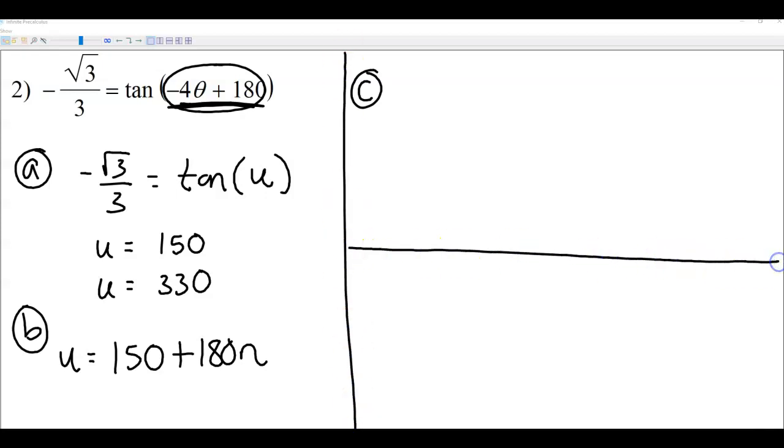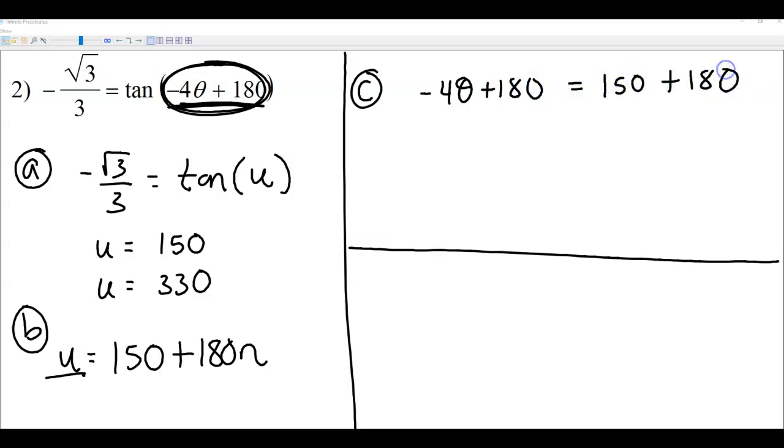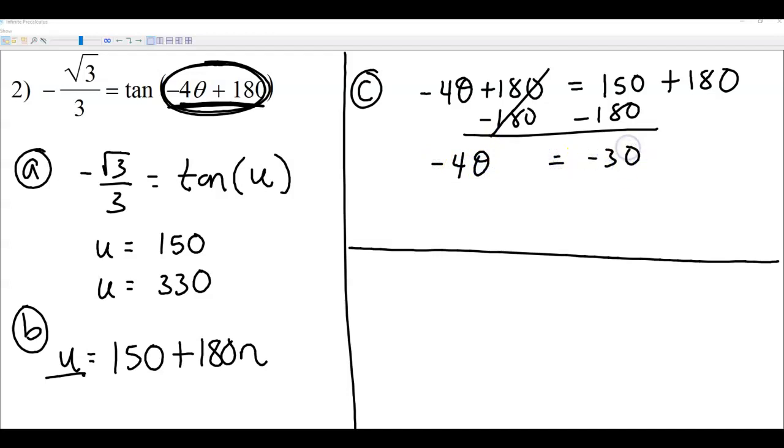All right. So if I replace this U with negative 4 theta plus 180, my equation would look like this. All right, now we got to solve. So I'm going to minus 180 on both sides. Leaves me with negative 30, forgot my n there, plus 180n. And then we're going to divide everything by a negative 4.